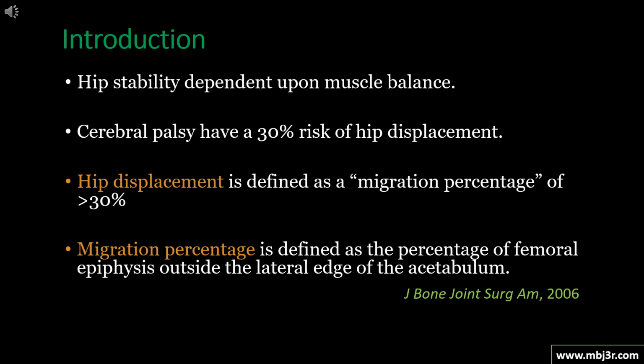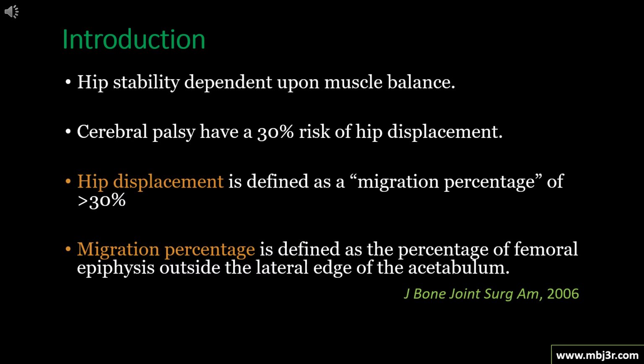Now I will talk on hip displacement in cerebral palsy. Hip stability in the growing child is highly dependent upon muscle balance. Children with cerebral palsy have a 30% risk of hip displacement. The joint muscle relationship is seen in this condition.